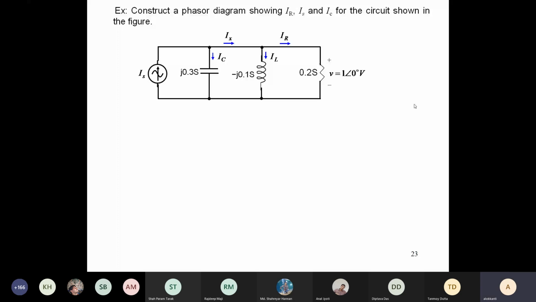Now you see here again, this circuit is different. You see the units. For the resistance, the value is given as 0.2 S. For the capacitance, it is j0.3 S. For the inductance, it is minus j0.1 S. What is the meaning of S? The Siemens. Ohm inverse. It is the reciprocal of resistance. If it is the reciprocal of resistance, it is basically conductance. So S stands for Siemens.